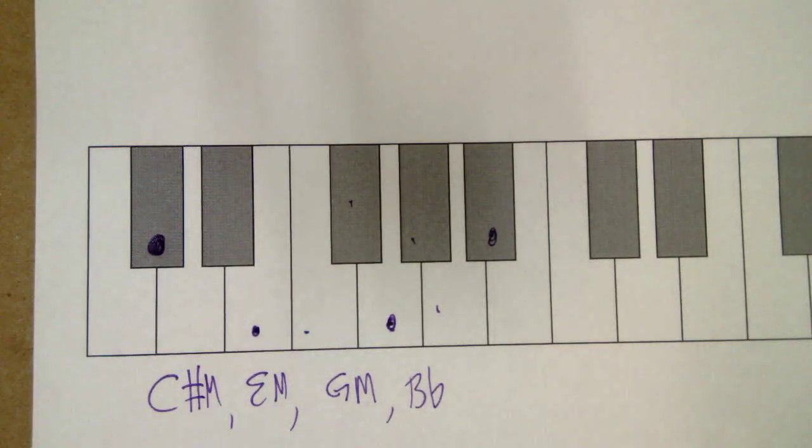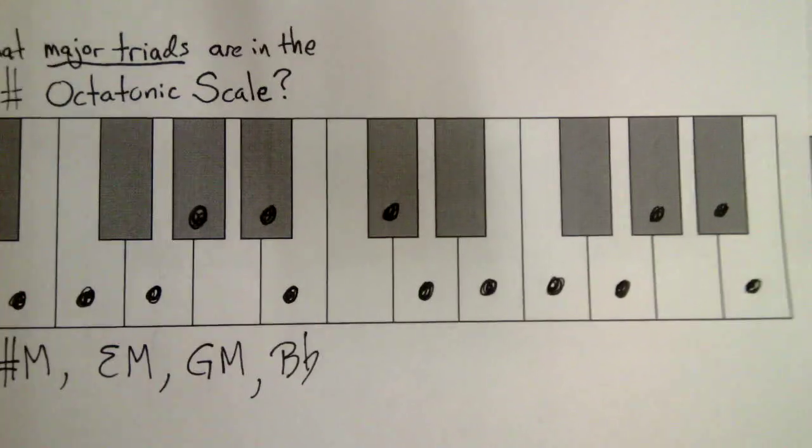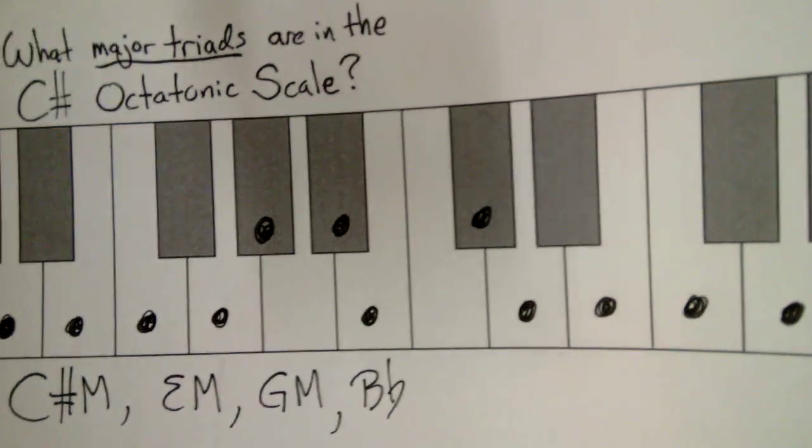So if you understand that property of the octatonic collection, that can be an easier way to answer that problem. Or you can just use the brute force method and figure out every single possible triad.